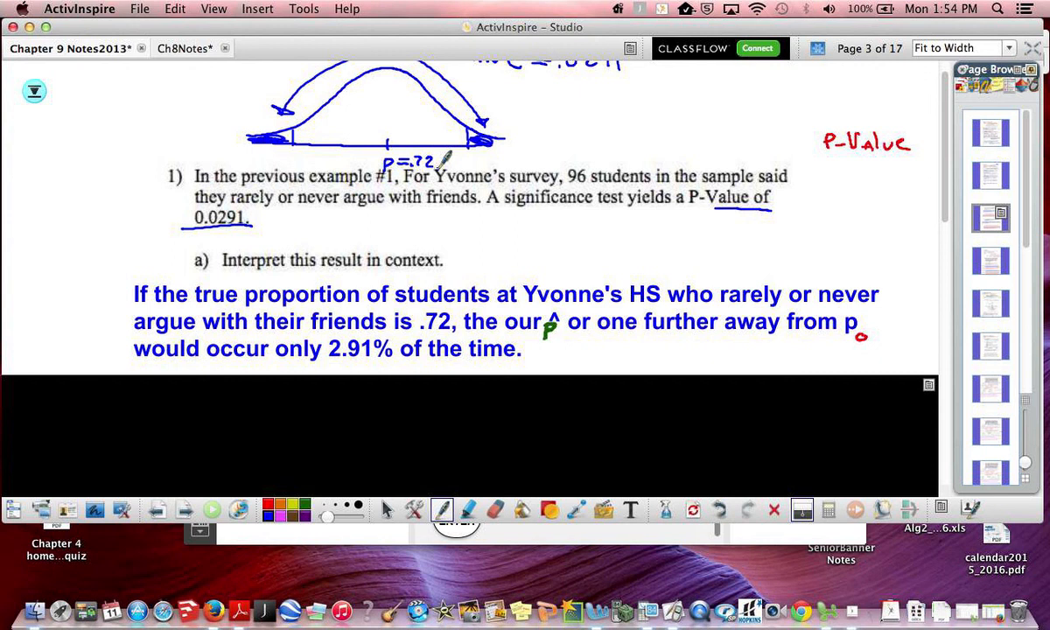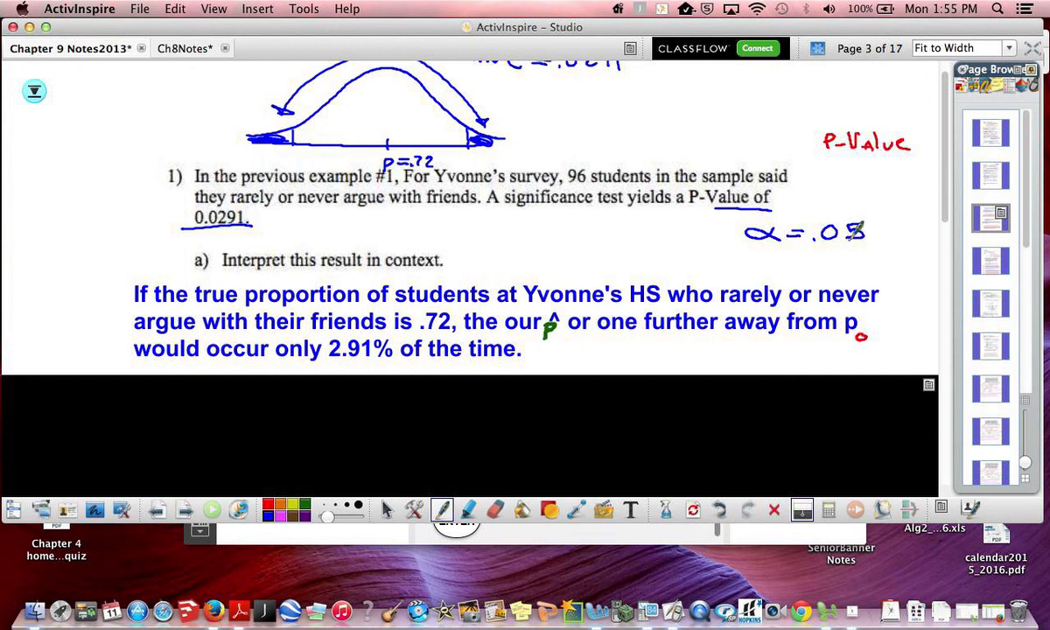So now if I think about what that actually means, I'm getting a result that's only happening 3% of the time. Does that seem to be a rare event? Did we give you a significance level here? No, so what should we assume alpha should equal? 0.05. So that's the value I'm going to compare it to, because we weren't told what alpha was. If we're not told, we assume 5%.